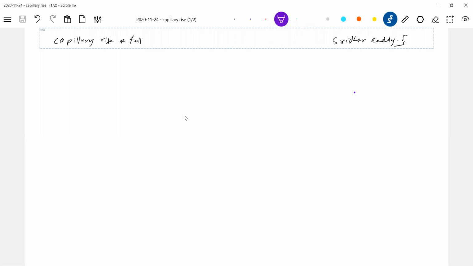Suppose this is the meniscus. I'll say liquid here and this is air. Tell me where the pressure will be more, and let R be the radius of the meniscus. So this will be the R. Then what are you going to write? You're going to write the equation as P1 equal to P2 plus 2T by R.